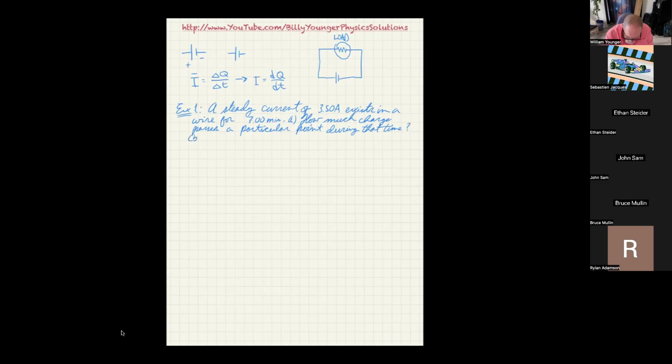And in part B, since we actually know that the conventional current that I've been telling you about is not really true, there's not really positive charges running around the circuit. In fact, there's actually negative charges, i.e. electrons, running the opposite direction around the circuit. So how many electrons is that?